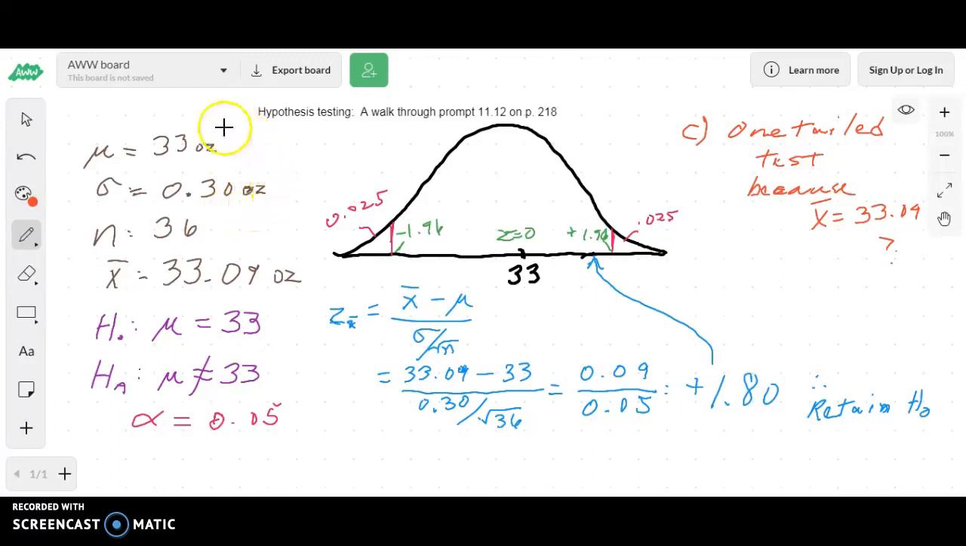If the assembly line is supposed to have a mean of 33 with a standard deviation of 0.30, they're going to randomly select, in reality, samples from that production line to make sure that the production line is actually doing what it's supposed to be doing. In this case, they randomly selected 36 boxes from the production line. And of those 36, that yielded a sample mean of 33.09 ounces.